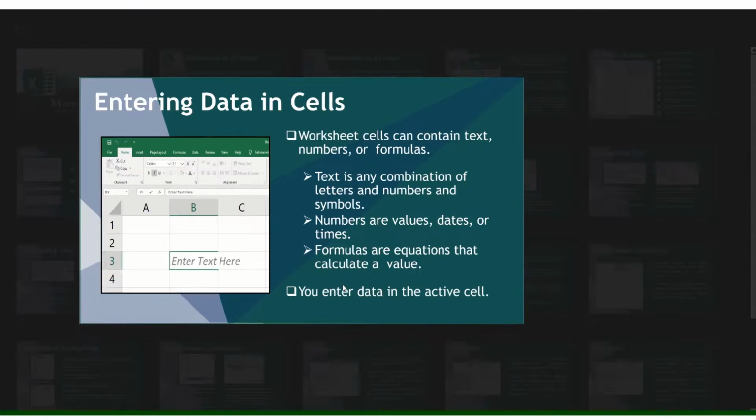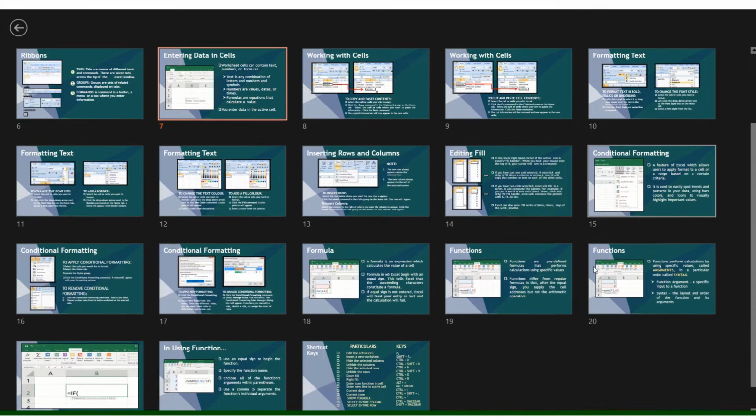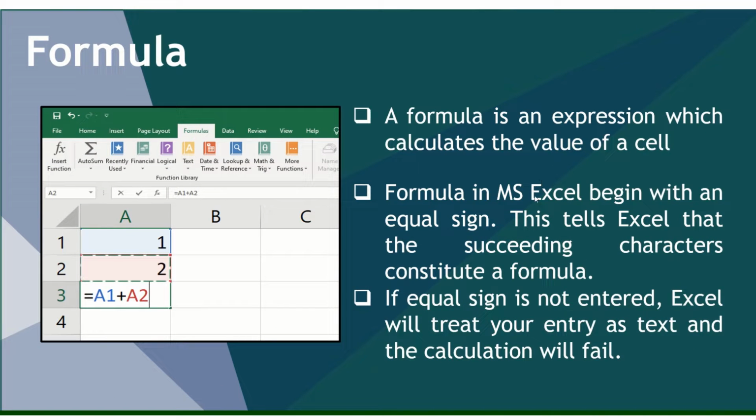So what is a formula? So let's go to our definition of a formula. A formula is an expression which calculates the value of a cell. So in MS Excel, it begins with an equal sign. So this equal sign tells Excel that the succeeding characters constitute a formula. If equal sign is not entered, Excel will treat your entry as text and the calculation will fail.